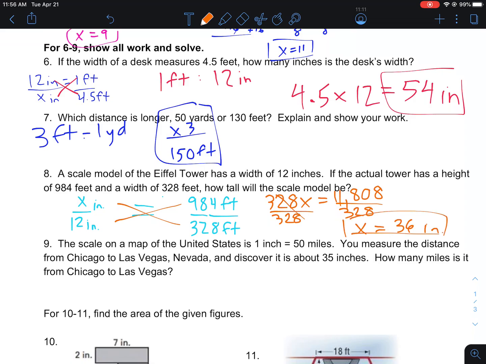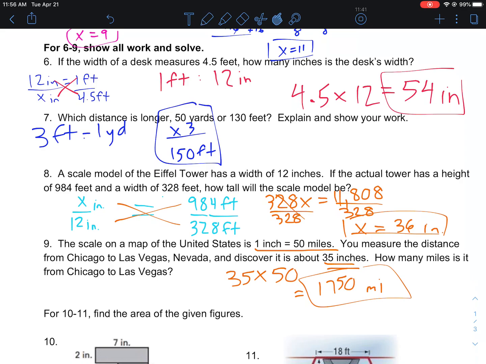All right. Now, let's talk scale here. Number 9, and you may have seen this before on a map. There's a scale or a conversion. Every 1 inch represents 50 miles. And you measure from Chicago to Las Vegas and see that it's 35 inches. I would just multiply 35 and 50. Because if every 1 inch is 50 miles and there's 35 of them, multiplying would quickly give you the answer. And again, you could have set up a proportion as well, but I think that's a little faster.